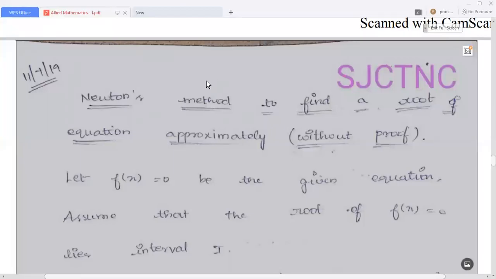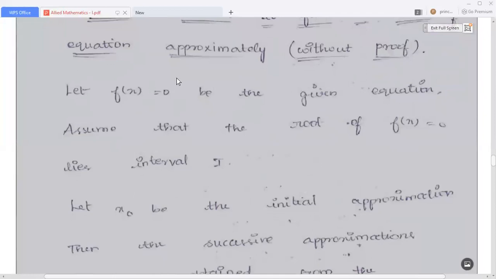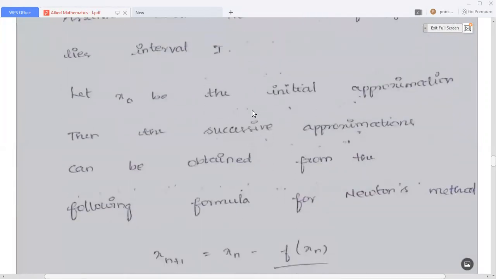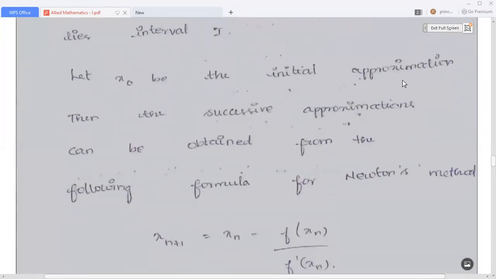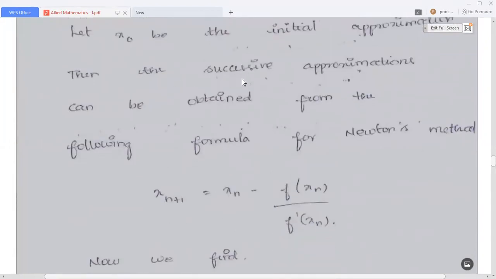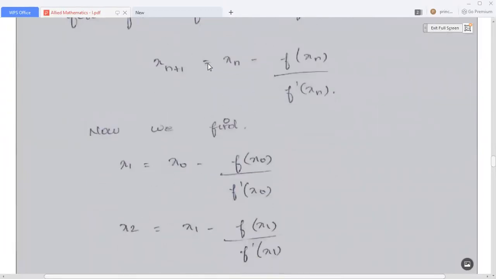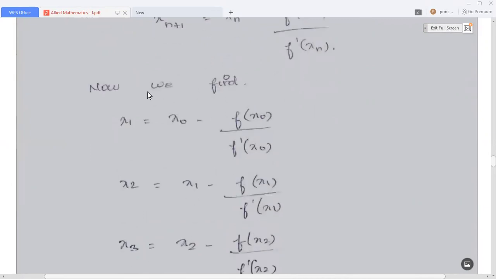Next topic is Newton's method to find a root of an equation approximately, without proof. Now we write the procedure. Let f of x equal to 0 be the given equation. Assume that the root of f of x equal to 0 lies in the interval I. Let x naught be the initial approximation. Then the successive approximations can be obtained from the following formula for Newton's method. It is x n plus 1 equal to x n minus f of x n by f dash of x n.